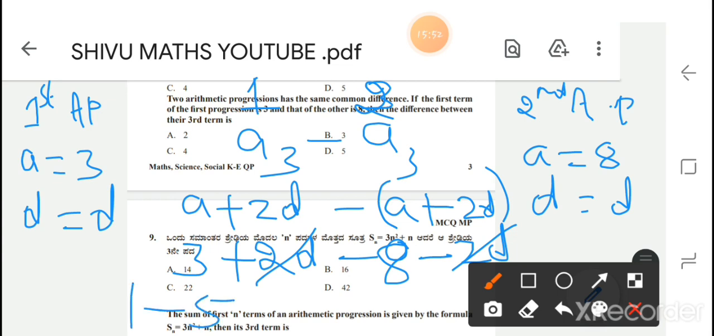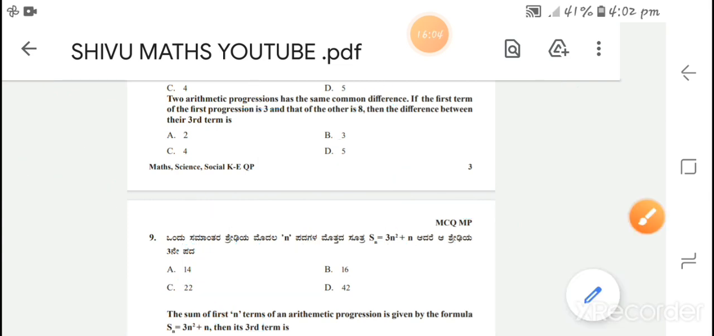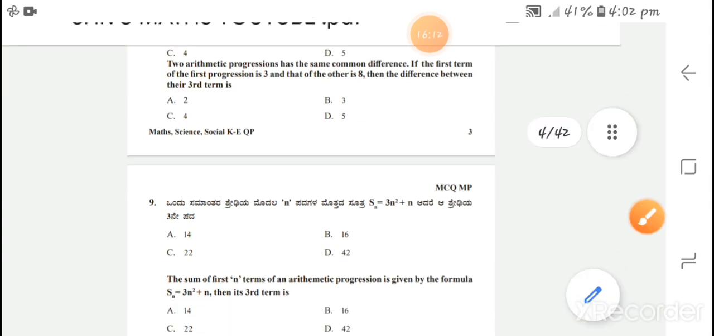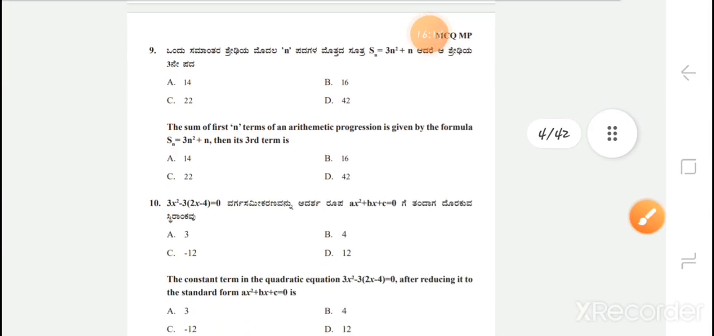The difference is always taken as positive, because for a difference you subtract the smaller from the greater number. So option D is the right answer. I think you understood. Okay, got it? Next we will pass on to the ninth question.